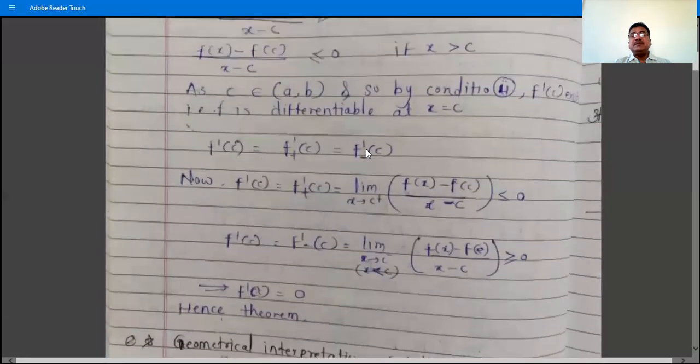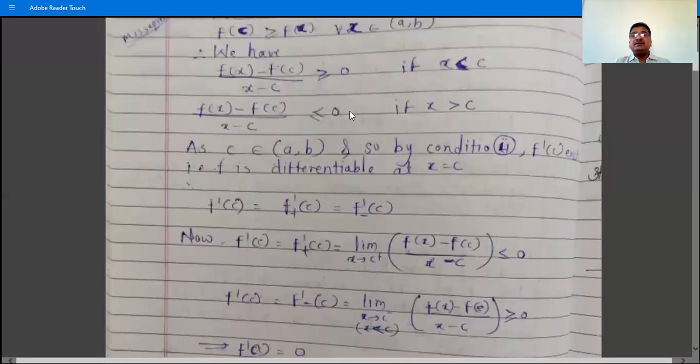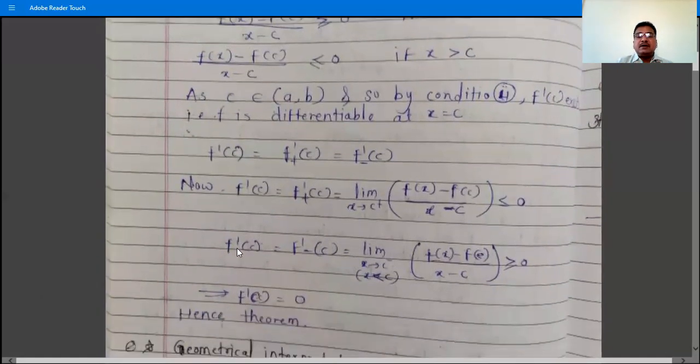As x tends to c plus, x is greater than c, and then this quantity is negative. f of x minus f of c divided by this quantity is negative, and therefore its limit is also negative, less than or equal to 0, because x tends to c plus means x is greater than c. Okay, and what is f dash c?